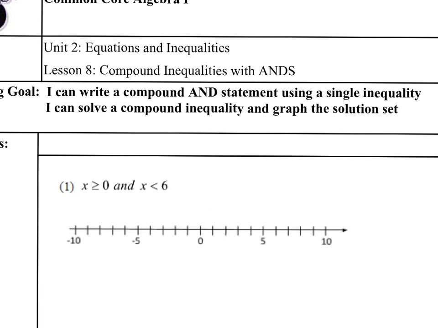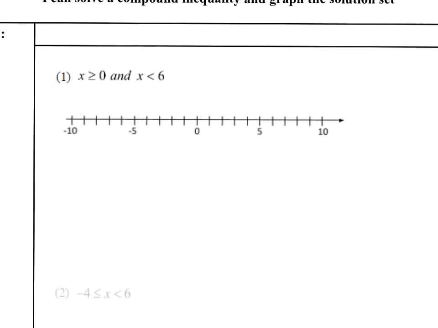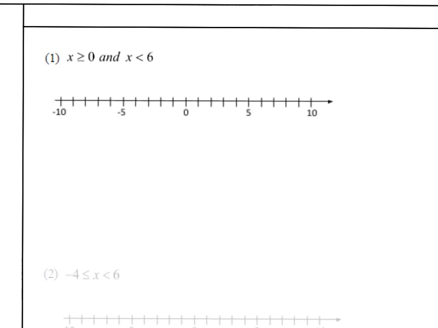Let's look at number one here, and let's do what we did yesterday, which is to graph both of these, and we want them both to be true. I've got an "and" statement here, which means they need to be true at the same time. So I want numbers where x is greater than or equal to 0. Remember, greater than or equal to means we fill in the circle and shoot off to the right, because I want numbers that are larger than 0. And for x is less than 6, I'm going to use an open circle and shoot off to the left because I want the numbers that are less.